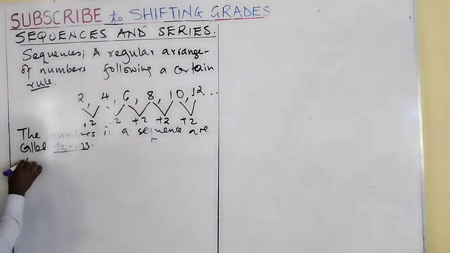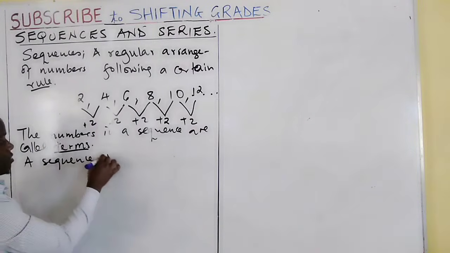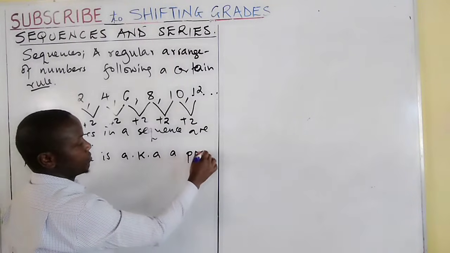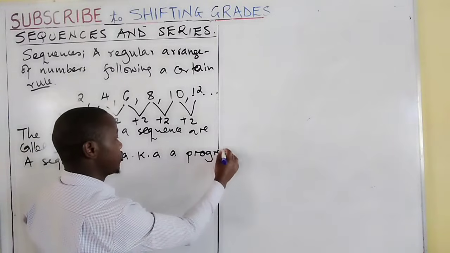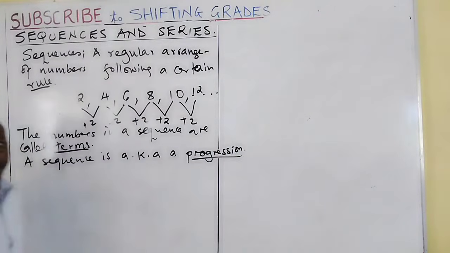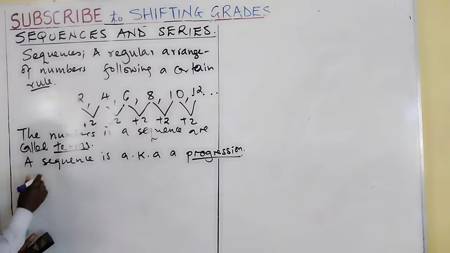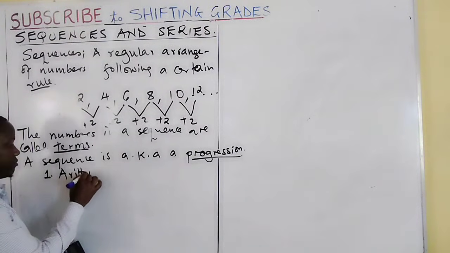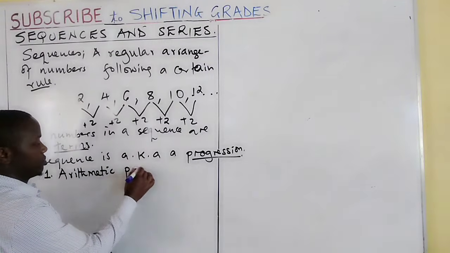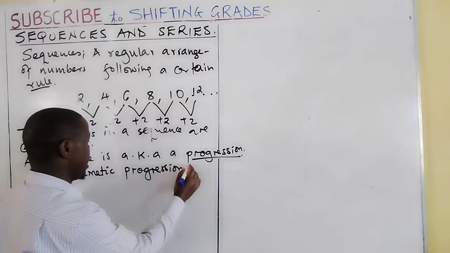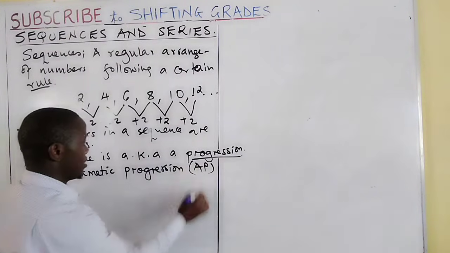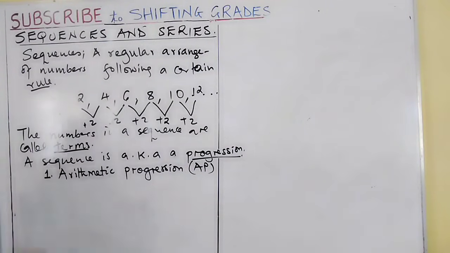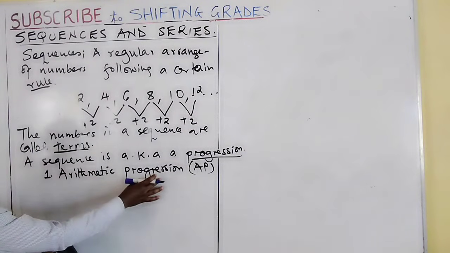We should also note that a sequence is also known as a progression. Therefore, we have two types of progressions, and the first one is arithmetic progression. We can abbreviate it as AP, arithmetic progression, or arithmetic sequence, because we've said a progression is also called a sequence.